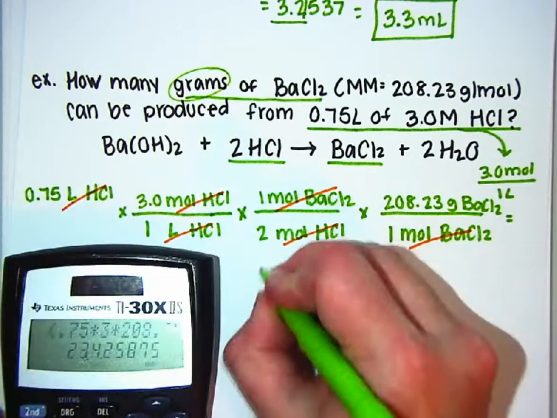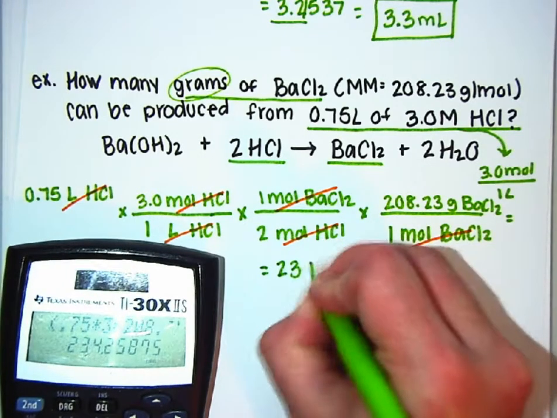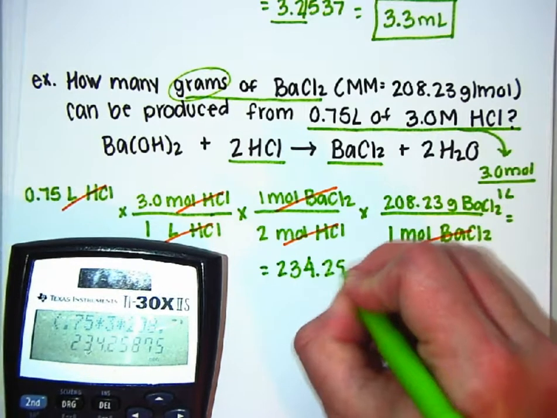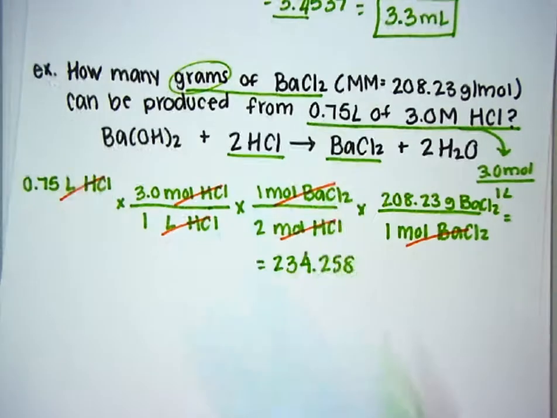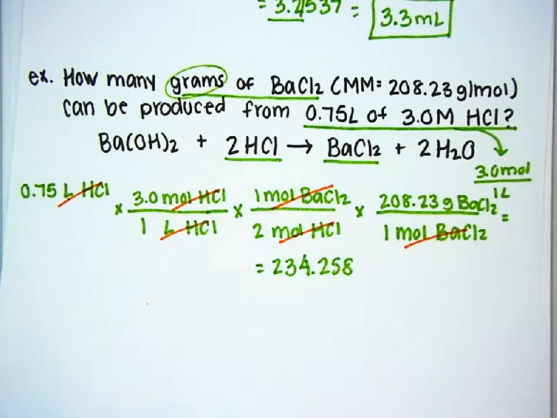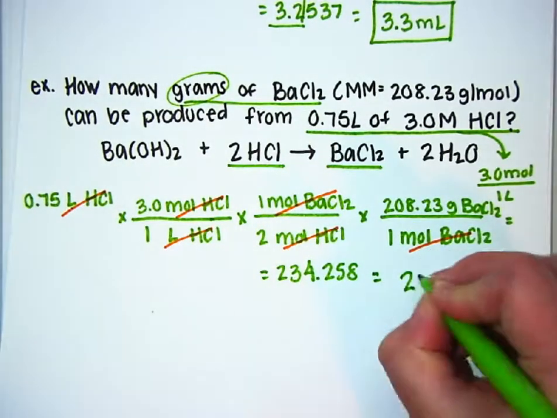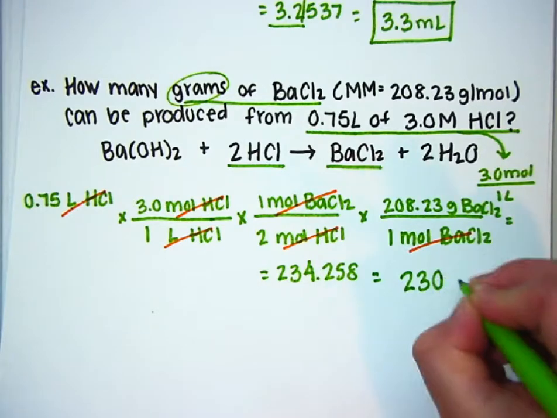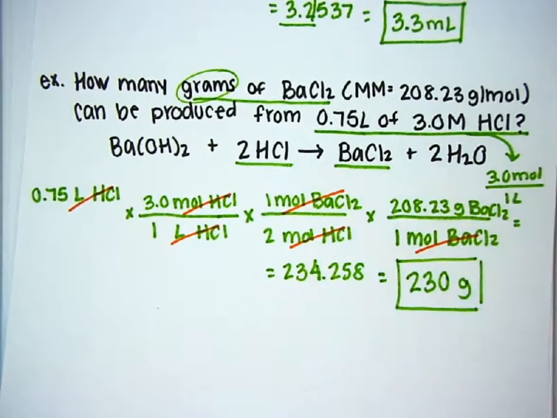Alright, I got 234.25, a whole bunch of digits we don't need because we're going to round anyways. 0.75 has 2 significant figures. 3.0 has 2 significant figures. My answer can only have 2 significant figures, so I would round to 230 grams.